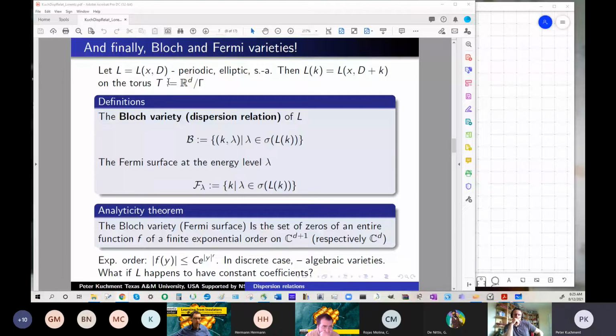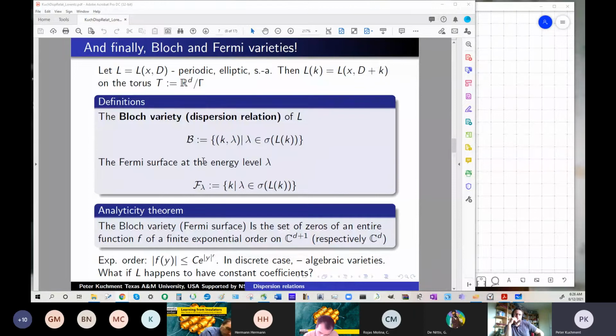And as before, this is the Bloch variety, or dispersion relation, and this is the Fermi surface. Now, they are not algebraic anymore, but they still have an important analytic structure. Namely, they are analytic sets, even in the complex domain, which means that there is an analytic function whose zeros give you those. Moreover, and it turned out to be important in some cases, there is an entire function of finite exponential order whose zeros give you those.